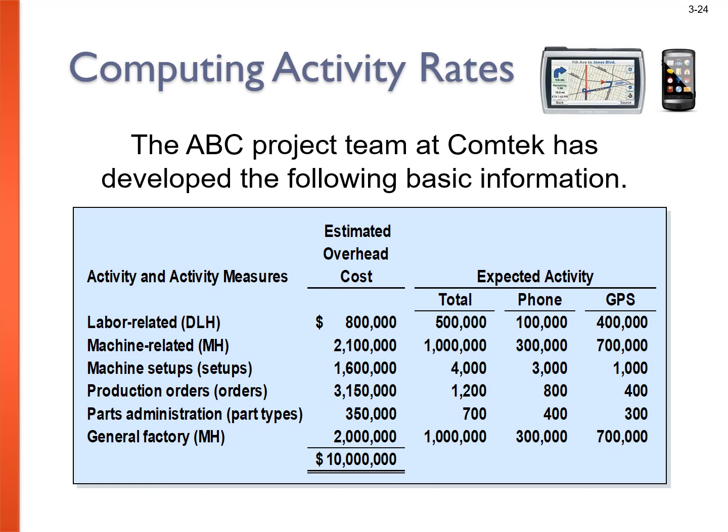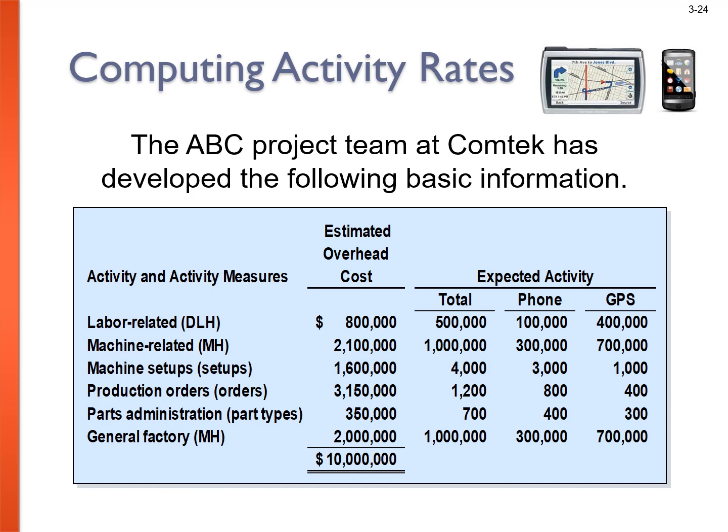Then determine how much expected activity you will have in each of these categories. So labor-related activities are defined by labor hours. We've already said 500,000 in total, 100,000 related to the phone, 400,000 to GPS. The team further developed, we're going to have machine-related manufacturing overhead for the production of these phones. We're going to measure the cost in terms of machine hours. The total machine hours are expected to be 1,300,000 for the phone, 700,000 hours for the GPS.